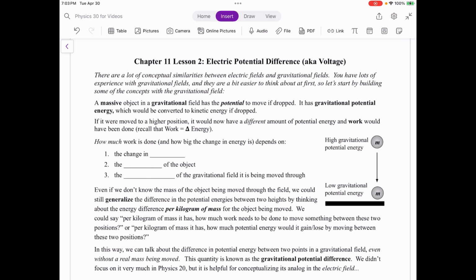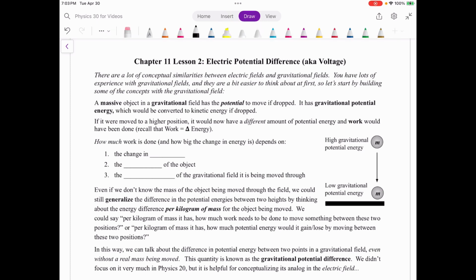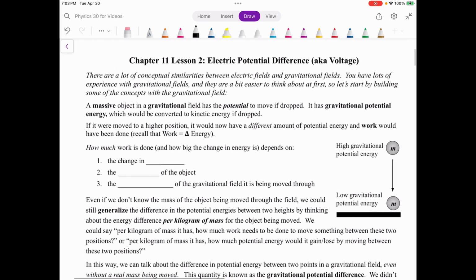Alrighty, folks. So moving along to chapter 11, lesson 2 here, we're going to be talking and introducing the idea today of the electric potential difference, also known as the voltage, which is probably a term you've heard before, right? Voltage, you see it on batteries and stuff like that. We're going to talk about what it actually means today, okay?